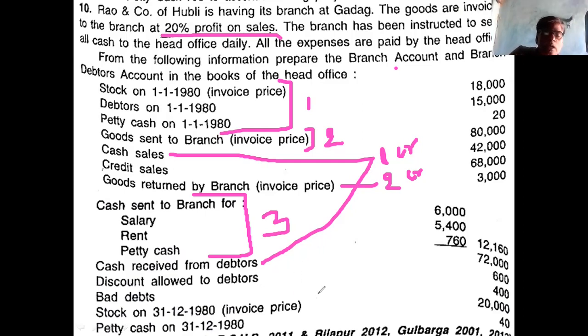In the balance, there are only two items: one is stock, another is petty cash. Closing debtors is not given in the problem. Therefore, for closing debtors, you have to prepare the debtors account. Clear?